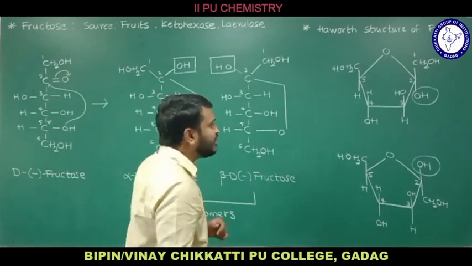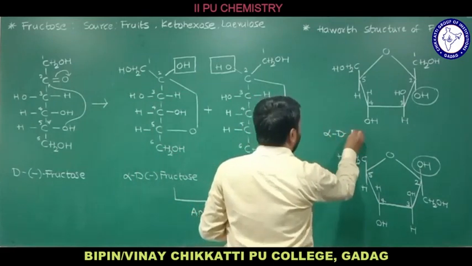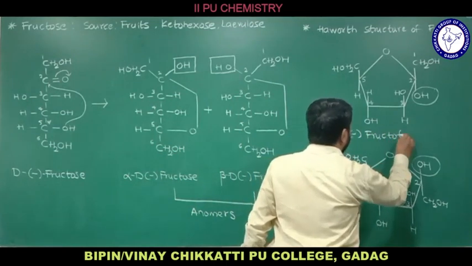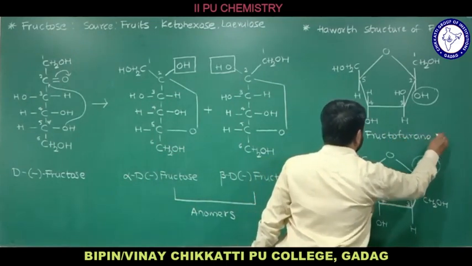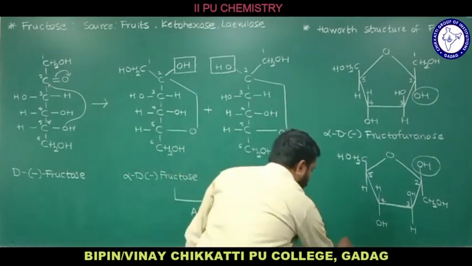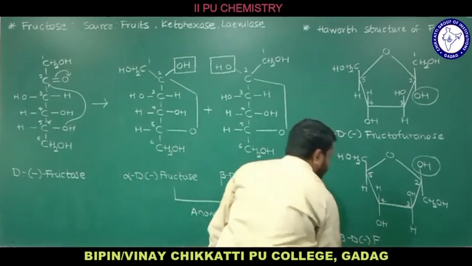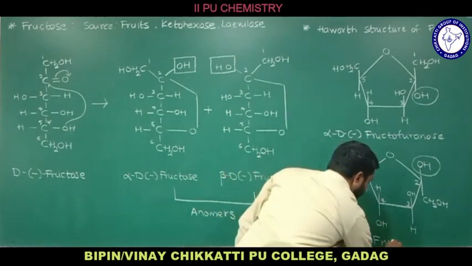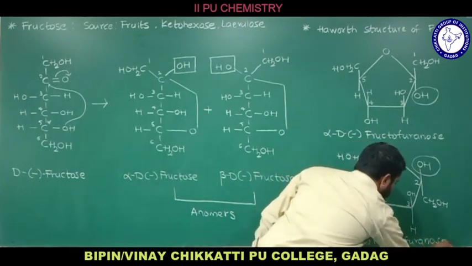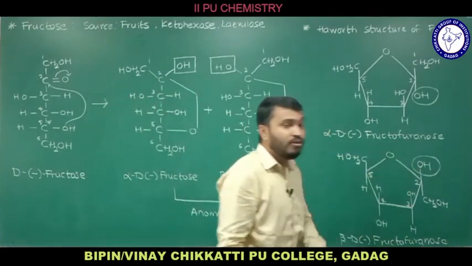Now I am going to name these two. How are we supposed to name them? This is alpha-D-fructofuranose. See the name, how I named it, alpha-D-fructofuranose. What about this? This is beta-D-fructofuranose. So the change we observe here is that I introduced the word furanose.